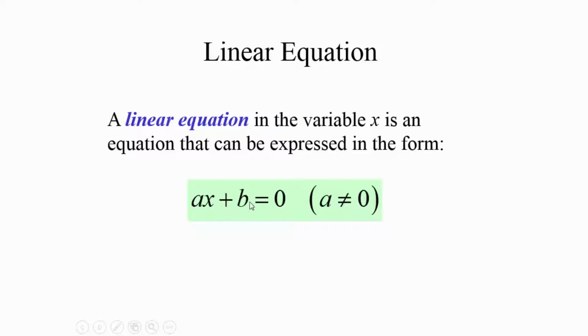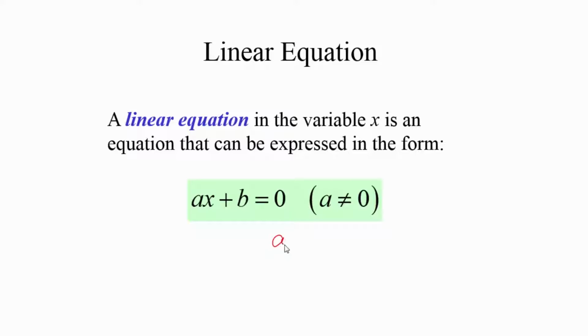So on the left-hand side, you have a polynomial of degree 1 because the power of x is 1. A and b are real numbers, and it says a should not be equal to 0, because if a is equal to 0, 0 times x is 0, therefore it shows b equals 0, so b is also 0. If a is 0, b is also 0. Right? So a and b are real numbers.